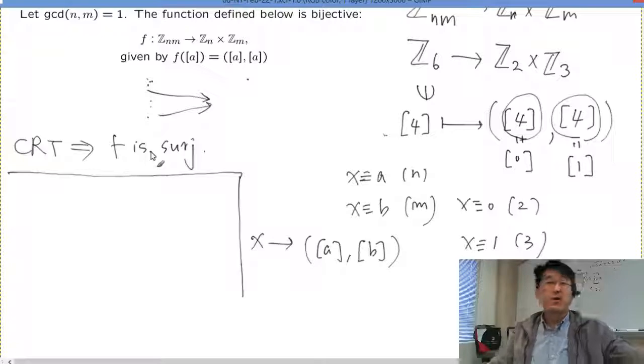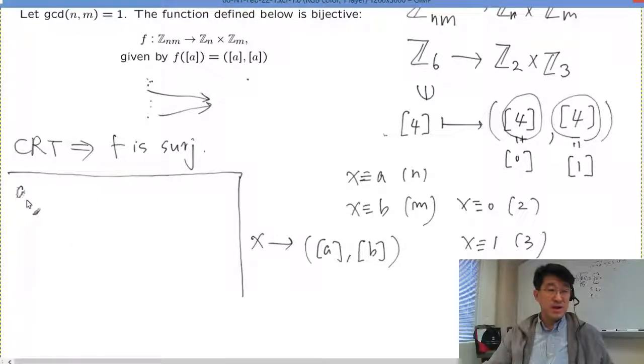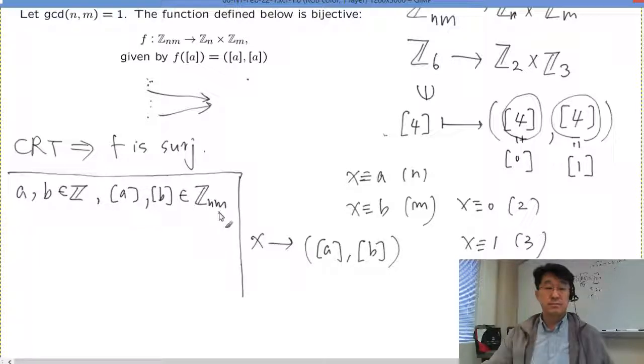Okay? All right, I choose two elements, A and B, integers, then class A and class B are in Z mod NM. I chose two elements, both in Z mod NM.